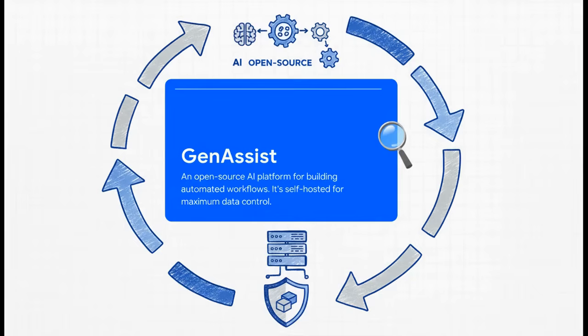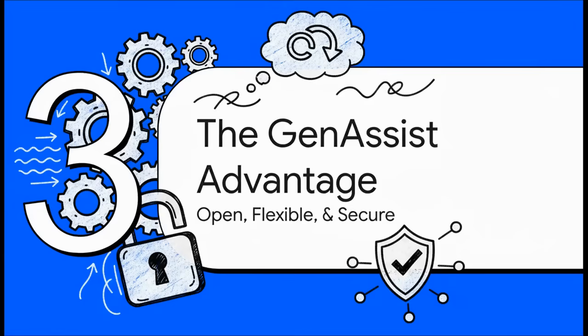So at its heart, GenAssist is a platform for building these automated workflows. But the real game changer, it's designed to be self-hosted. That means the whole system runs inside your own infrastructure. You have total control over your data. Nothing leaves your servers unless you explicitly tell it to. And that whole self-hosting thing is really the key to the GenAssist advantage. It all comes down to three main ideas. It's open, it's flexible, and it's secure. So let's break down what that actually means for you.